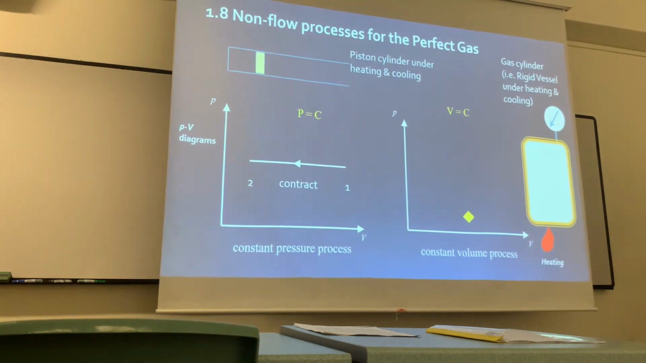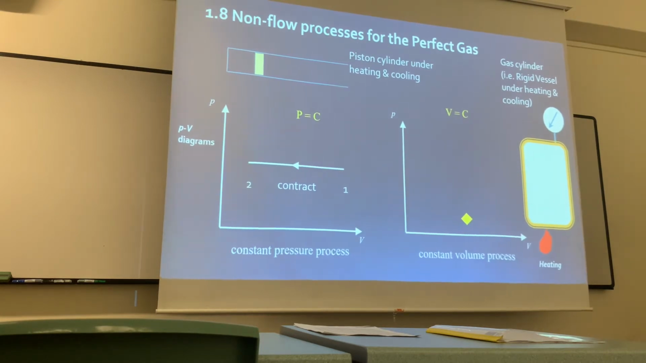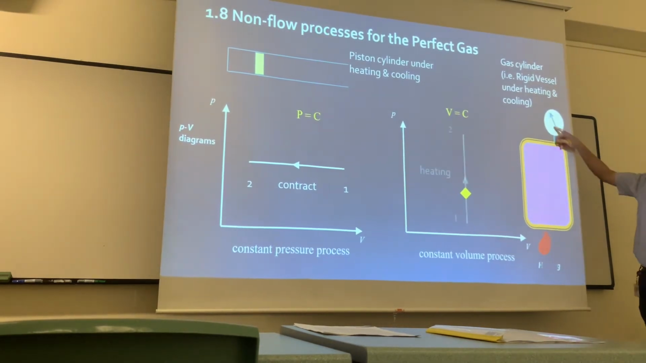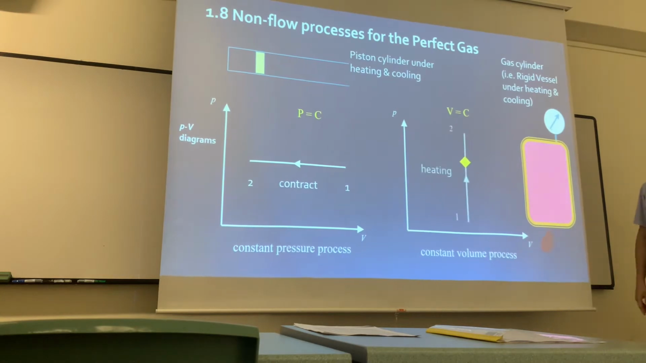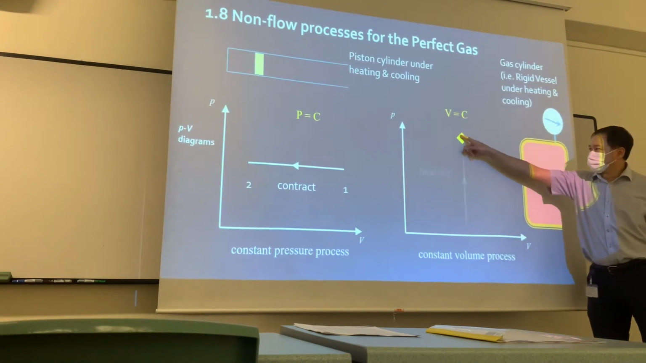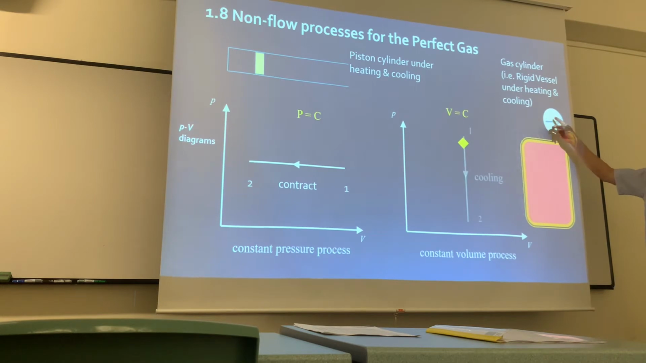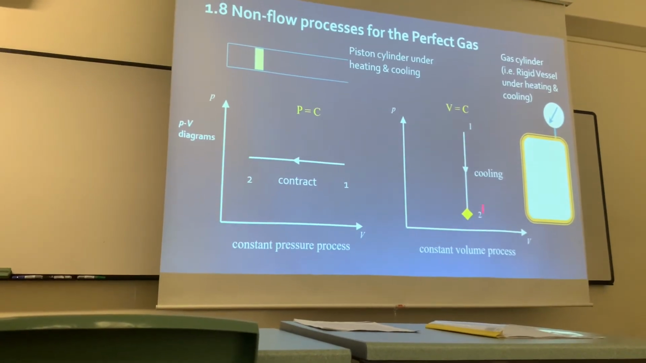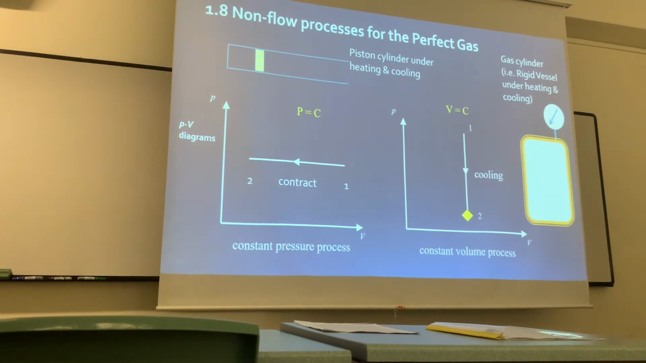So of this volume, let's say 1 meter cube, and this pressure, let's say 1 bar. You heat up the volume, the pressure increases, because the volume is fixed. If you cool it down, you lose heat, the pressure will drop, but the volume remains the same. So this is a constant volume process, a vertical line. So just now, constant pressure, horizontal line; this one, constant volume, vertical line.